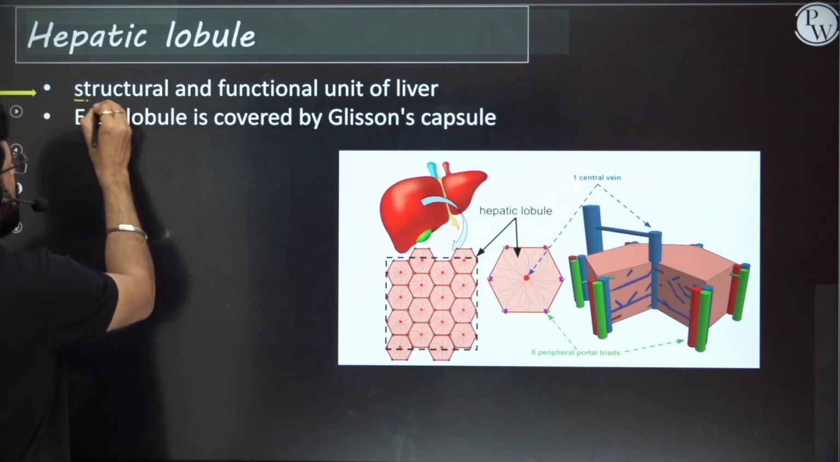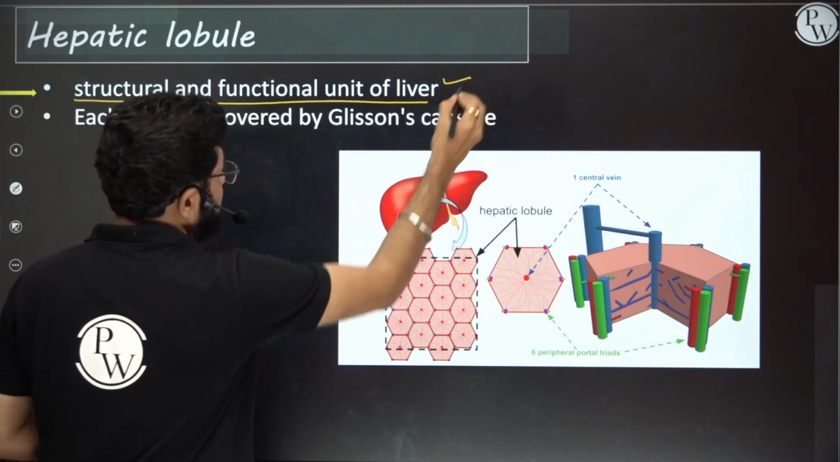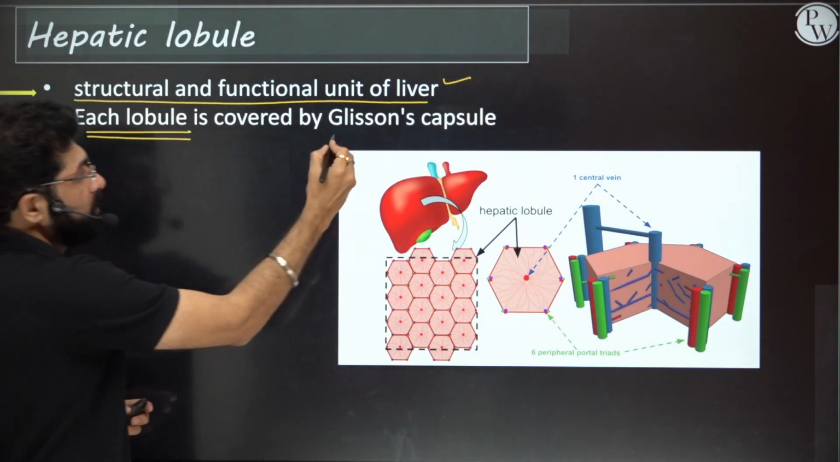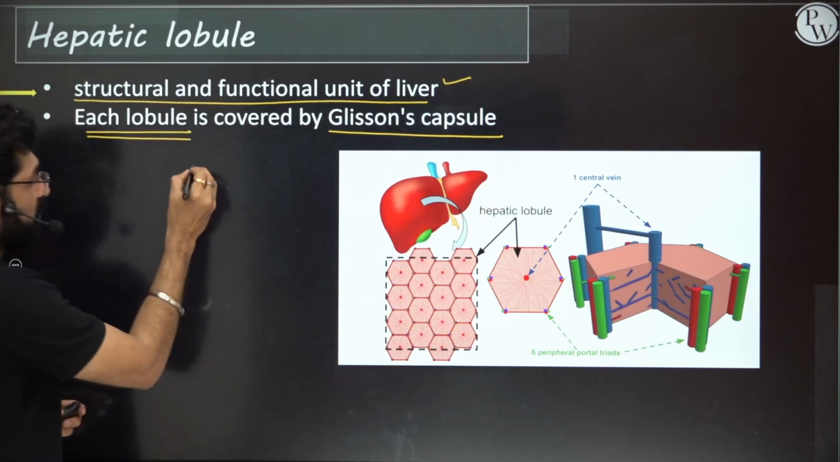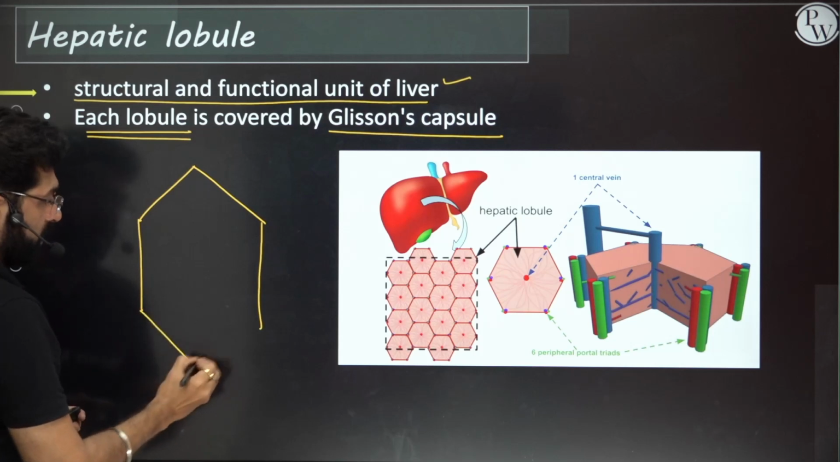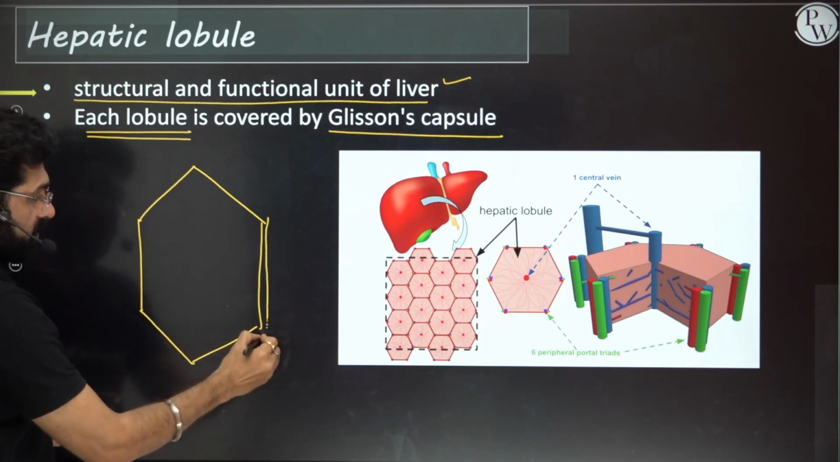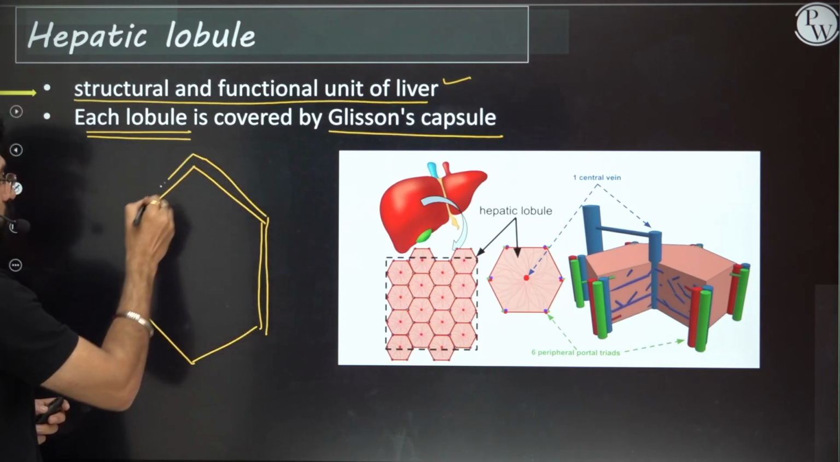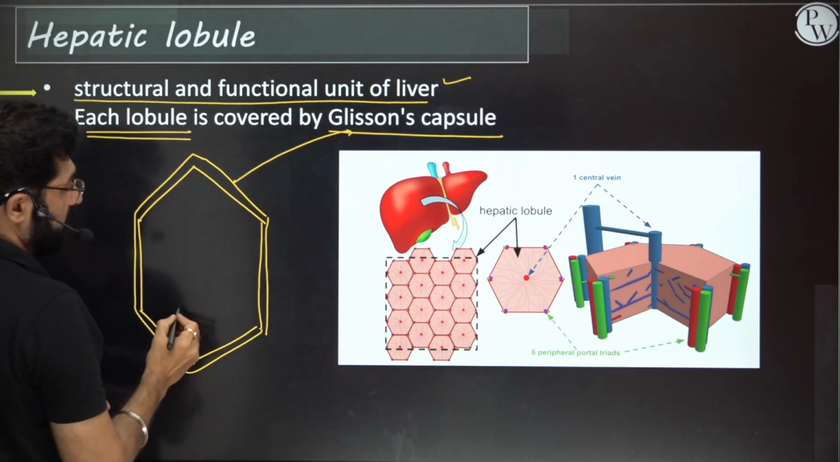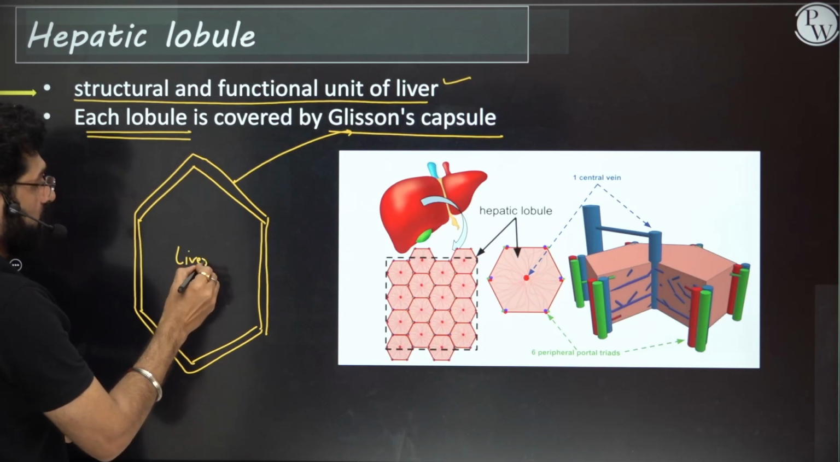It is a structural and functional unit of the liver. Please remember, each lobule is covered by Glisson's capsule. So you have one lobule here, which is covered by a connective tissue complete, that's called Glisson's capsule. So this is the Glisson's capsule, and this is the liver.